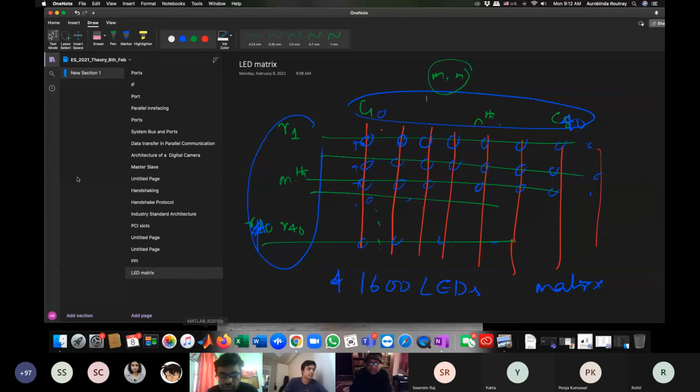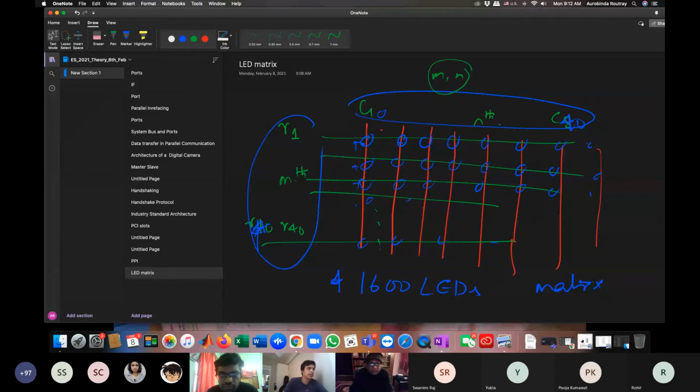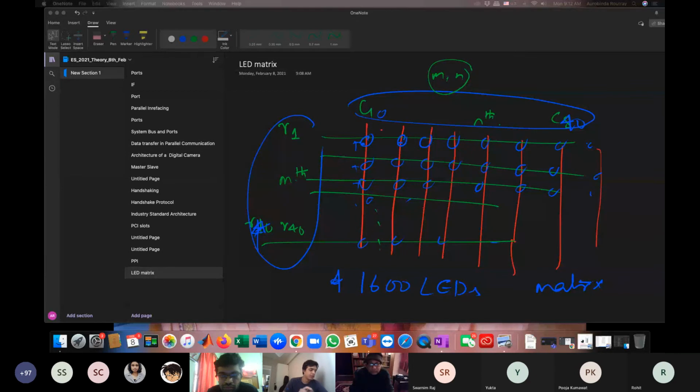We can select the index of the LEDs and store them in a matrix in the memory. That's right. We have already stored that. That's what I've done. Your face has already been sampled and stored in the EEPROM.